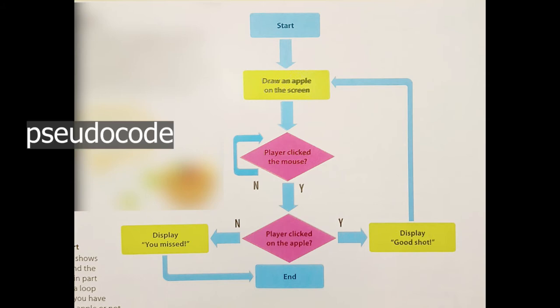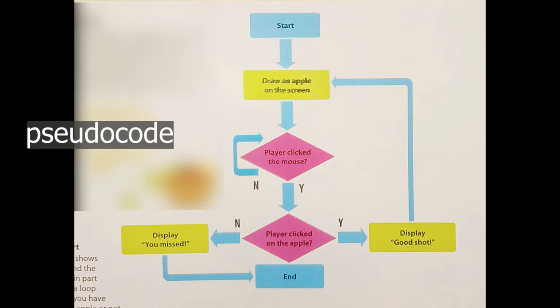So here's the pseudocode in the form of a flowchart. The game starts, and there's an apple drawn on the screen, and then the game asks a question over and over again. Is the mouse clicked? If it's no, it just keeps asking that question. If the mouse is clicked, then it asks another question.